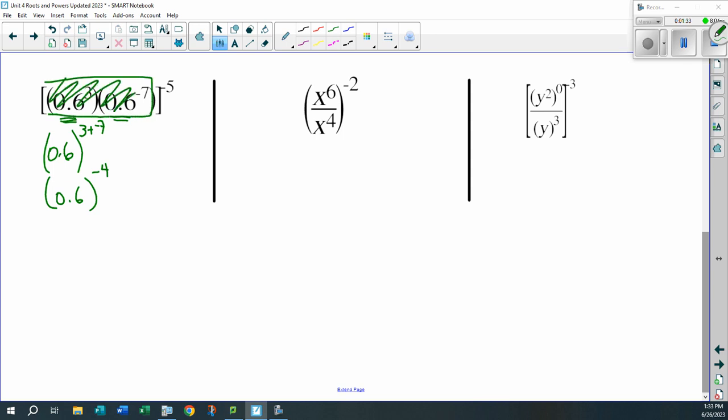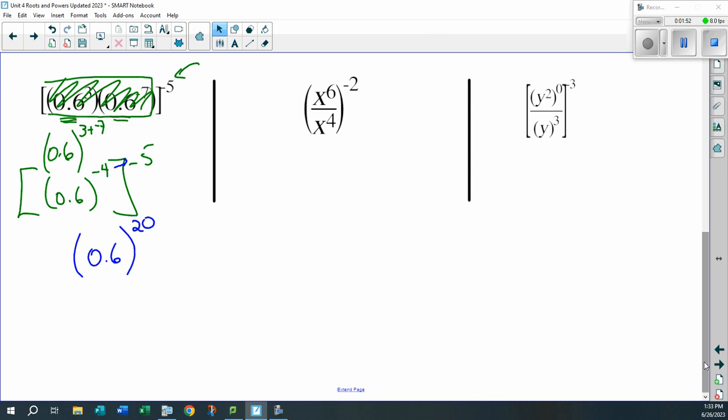Now, that's done with this. Look what's left: to the negative 5. Are you going across the bracket? You sure are. Negative 4 times negative 5? Uh-huh. That's going to be to the power of 20. Yep, that's how it works. Pretty simple, isn't it?